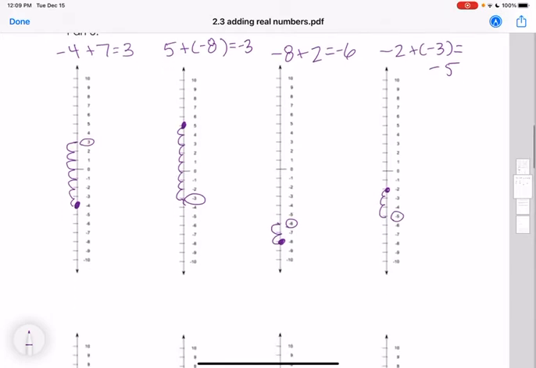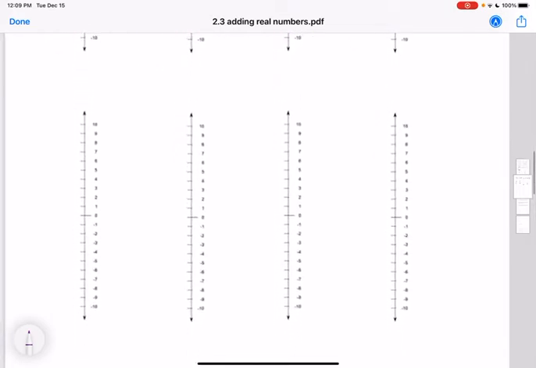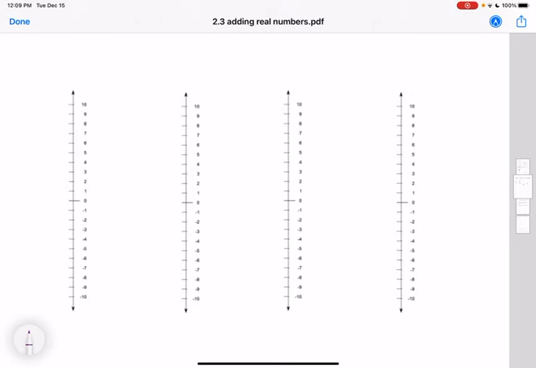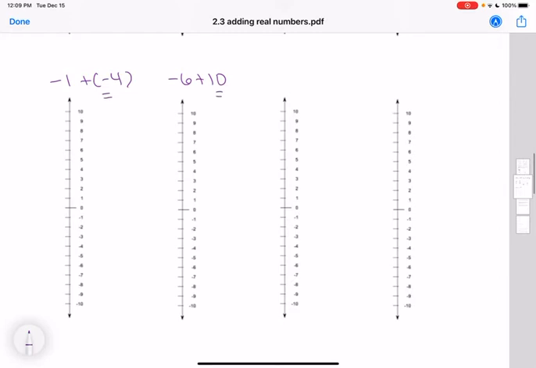Let's do a couple more. For this one, I'm going to have -1 plus a -4. And I'm going to have -6 plus 10. Okay, so go ahead and hit pause, give those two a try. Let's see how you do.